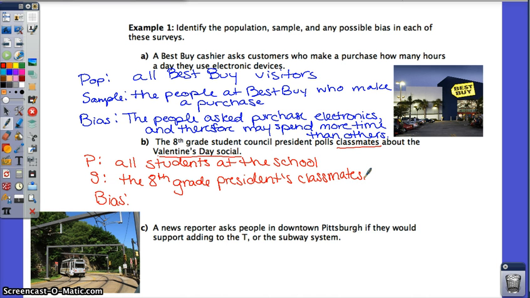In this case, if I'm talking about in general all students at the school, is there maybe a bias that's existing here? Well, for our school, our building is a 7th and 8th grade building. If you only poll 8th graders, is that fair or is that maybe a little bit biased? It's definitely biased. You would want to have students from both grades and also students from all the different classes maybe. This student council president is polling only their classmates, so students in other grades or classes do not have an equal chance of being polled.